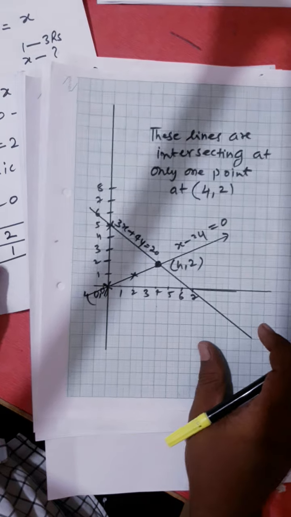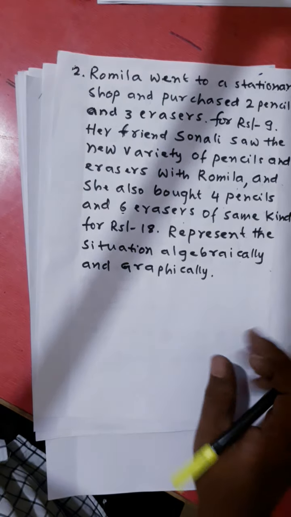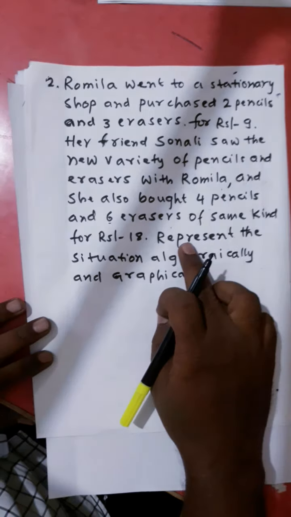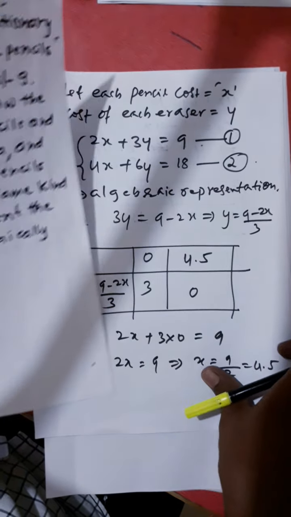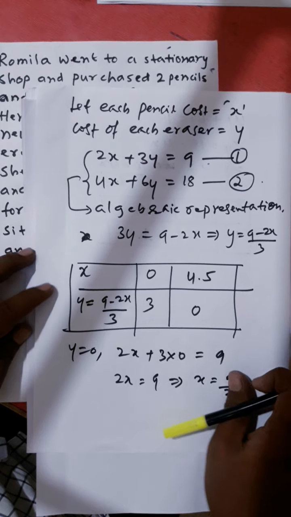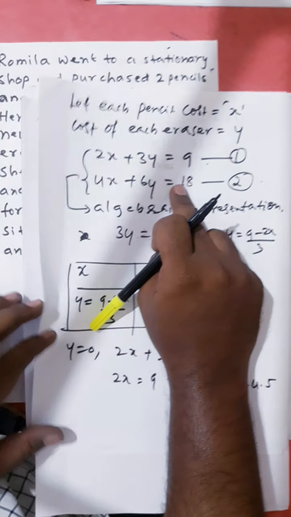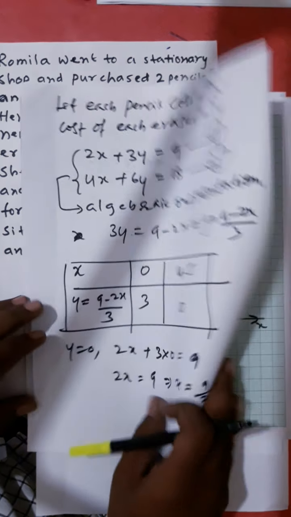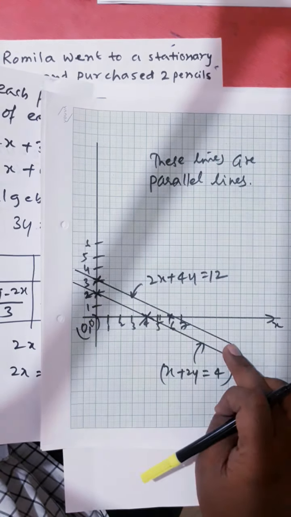Then in the next video, about the cost of pencils and erasers, we made again two equations like this. You may watch that video to remind yourself, and then come back to this video. Again I have taken two lines, and these two lines were observed to be parallel to each other.